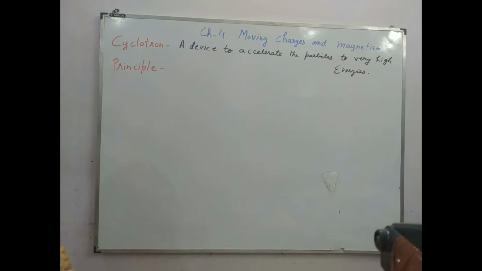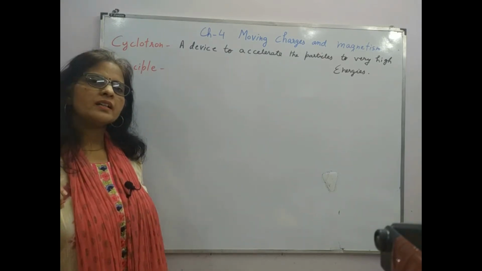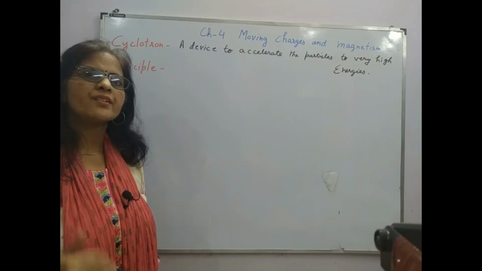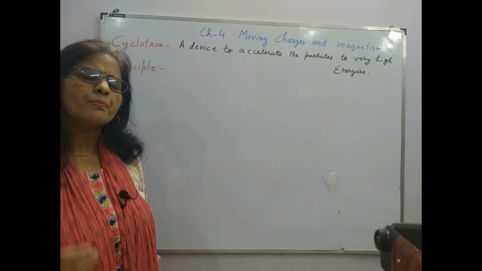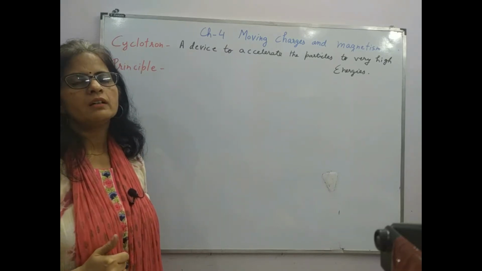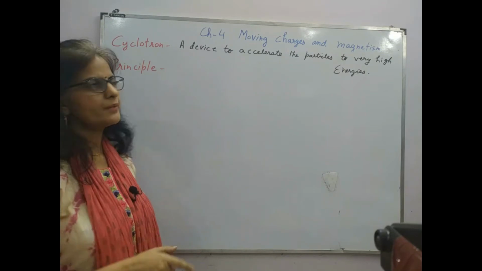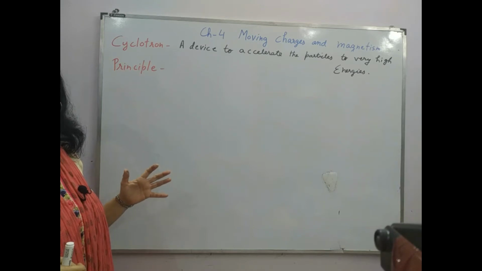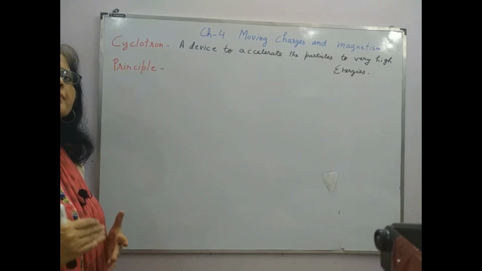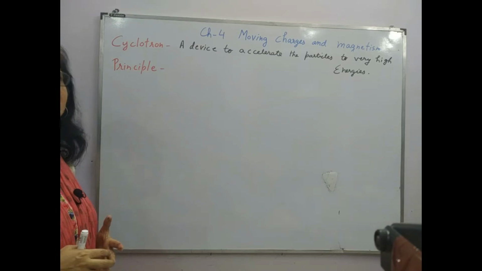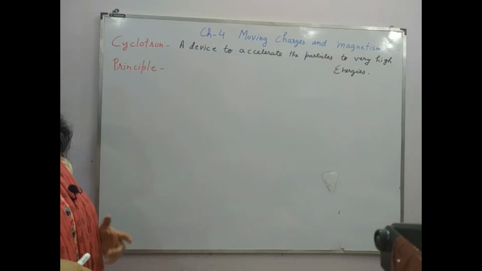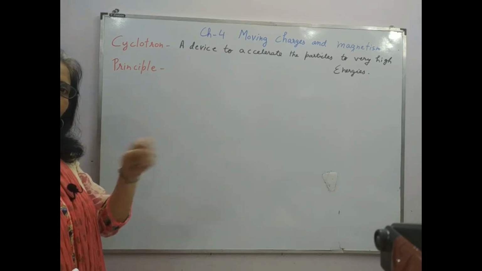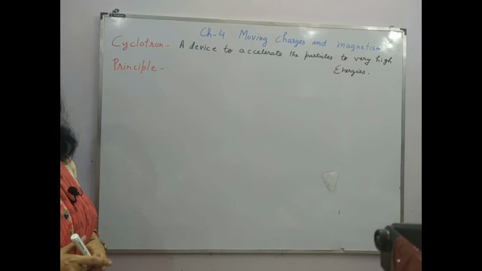The principle basically is that a charged particle can be accelerated to very high energies by even a moderate electric field if it is allowed to pass through that moderate electric field repeatedly, right? And how is that done here? Here it is done by applying perpendicular electric and magnetic fields, which results in a circular motion of the charged particle repeatedly through the moderate electric field. This results in high energy.